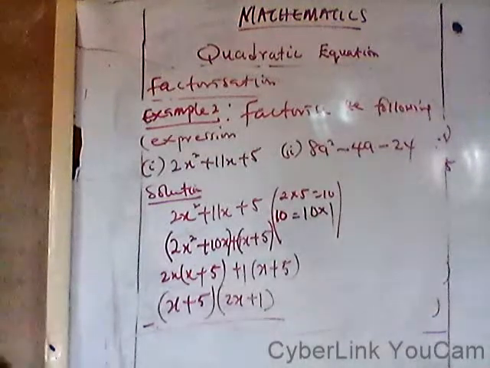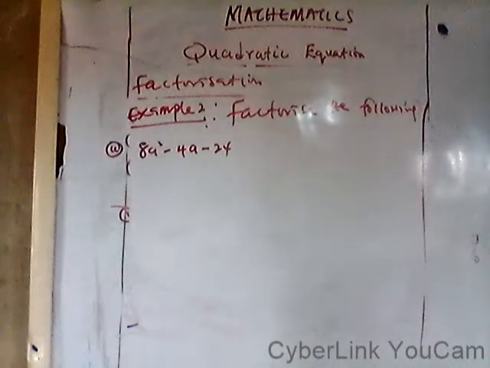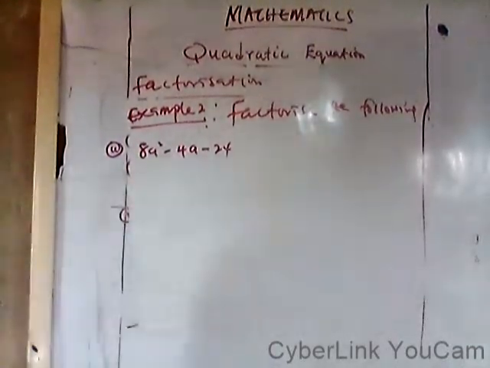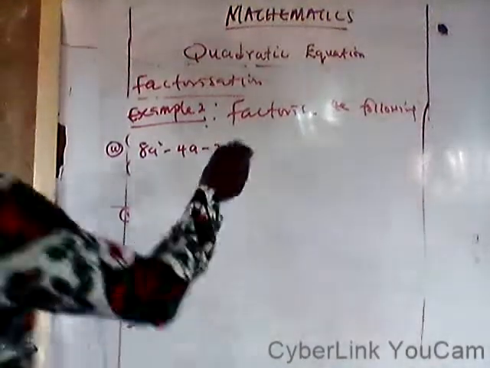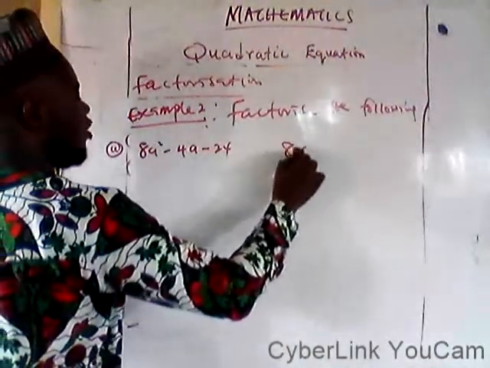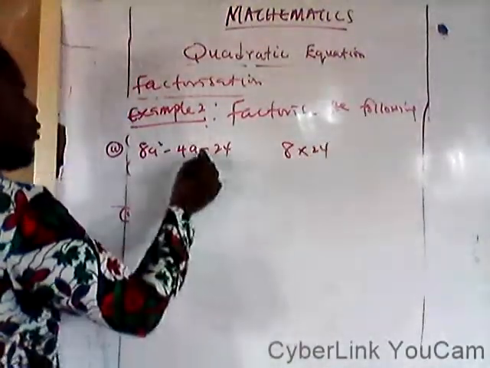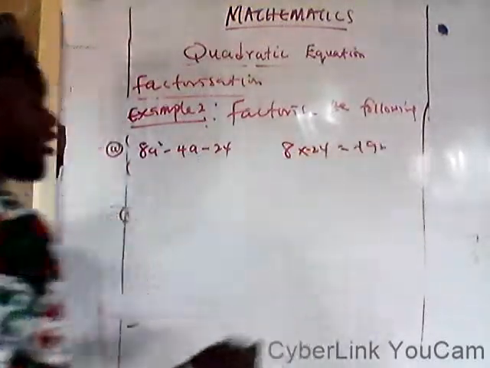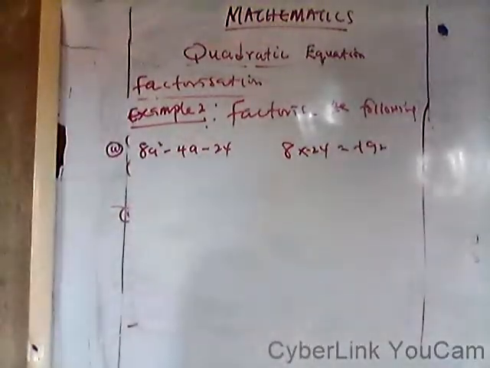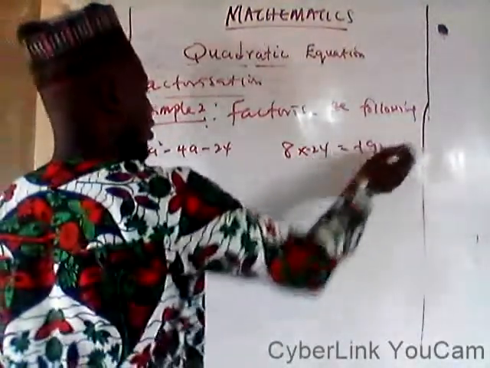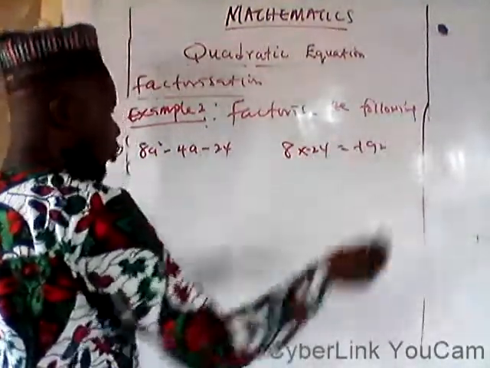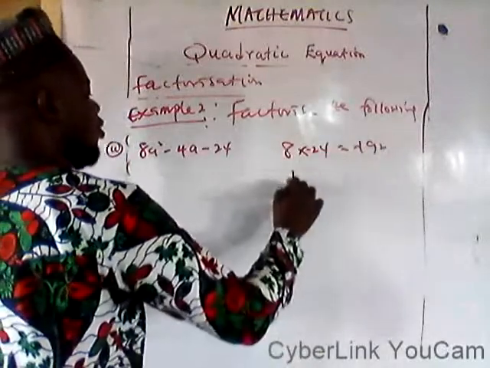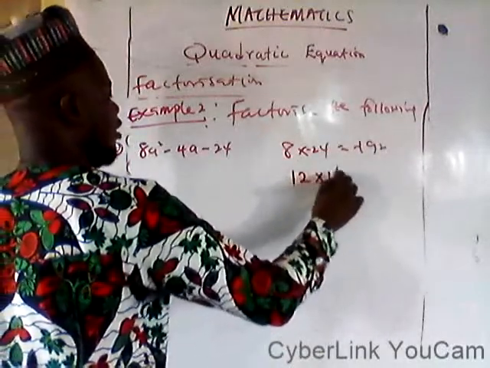So let's quickly go to the second question. We have 8a squared minus 4a minus 24. So what are the factors? You write it out: your 8 multiplied by 24. That will be minus, right? I'm going to get minus 192. What are the factors of minus 192? There are a lot of them. One of them is 8 times 12, but the one that we need to use, in order not to waste our time, we are going to make use of your 12 multiplied by 16.